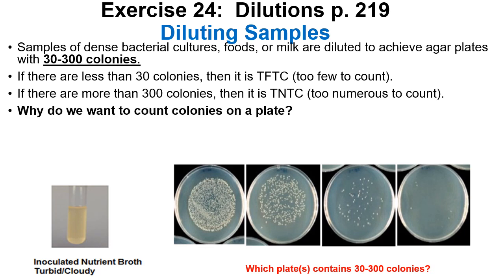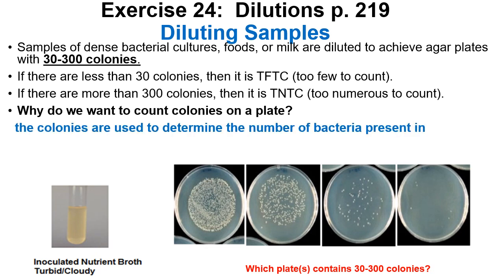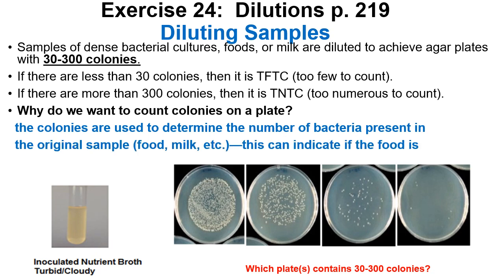So why do we want to count colonies on plates? The colonies are used to determine the number of bacteria present in the original sample, so things like food. So if you had a sample of milk and you wanted to know if it was safe to drink, if you had bacteria in it, you would do a dilution, do a plate count, and then count the number of colonies. This can indicate if the food is safe for consumption.